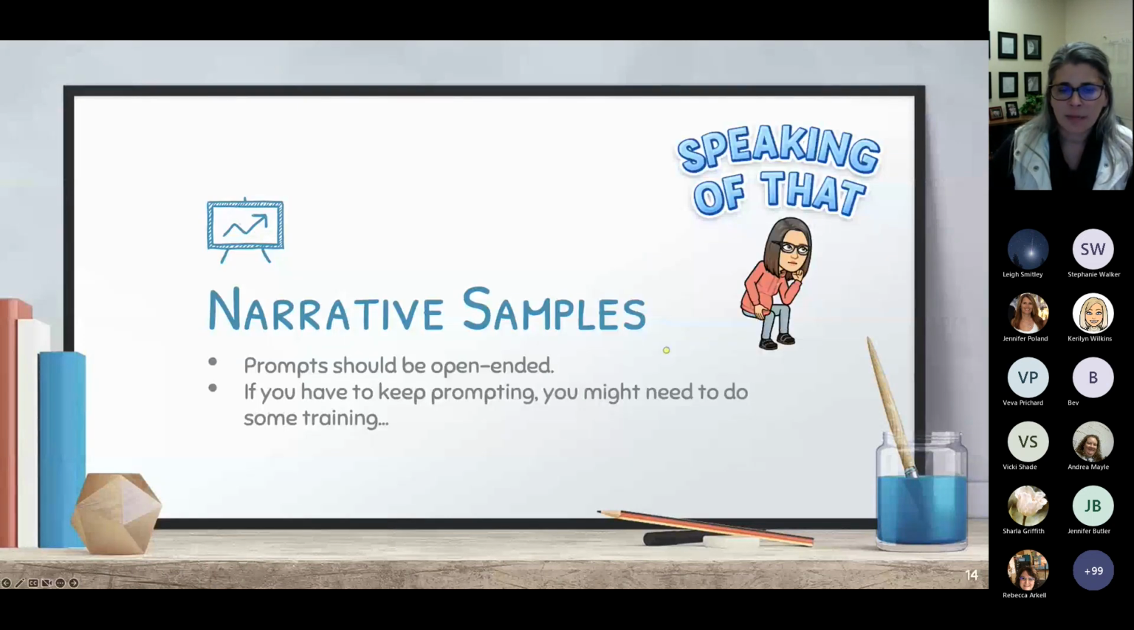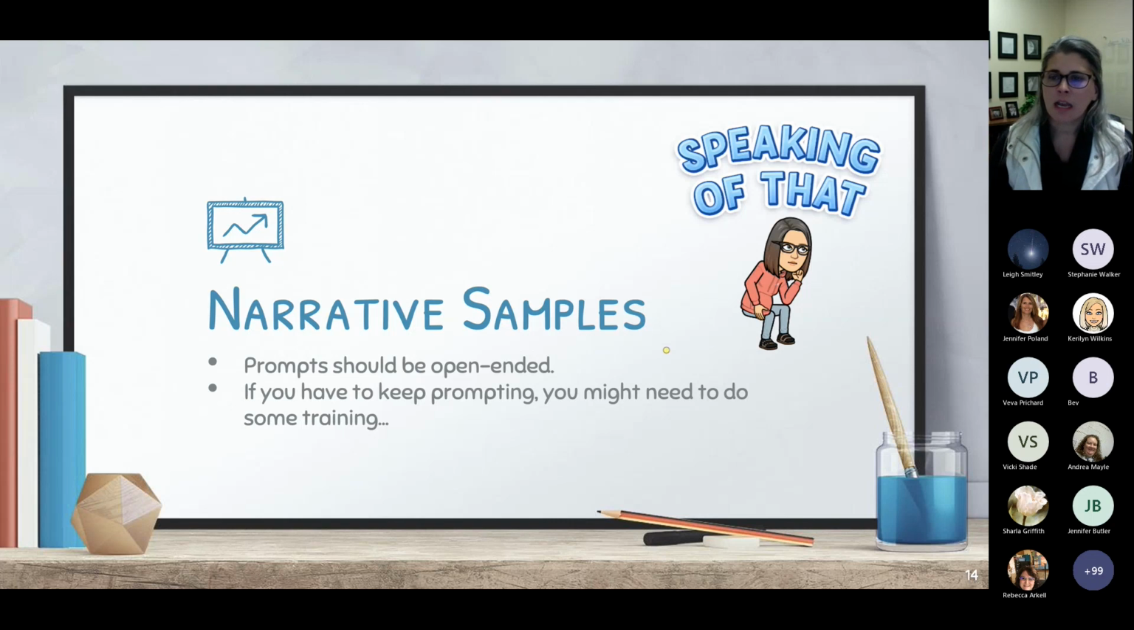With our narrative samples and doing narrative retells, we still need to keep with open-ended prompts. So, tell me about the story. Tell me the story the best that you can. Those are great open-ended prompts. If you use the SALT protocols, they actually have example prompts that are right there in the instructions. So I encourage you to use those.